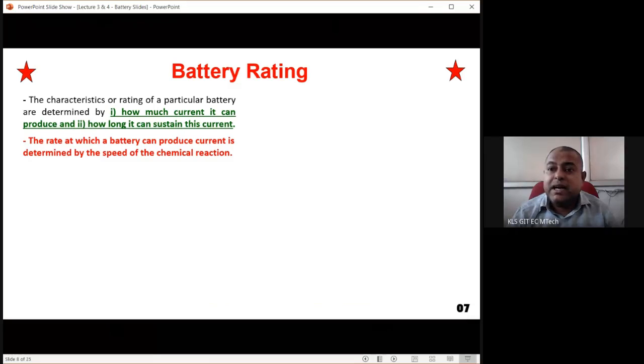So two things are mainly there for battery rating: how much current it can produce, that is the first thing, and how long it can sustain producing the same amount of current without any kind of drop. So these two are the things which are deciding the battery rating. The rate at which the battery can produce current is determined by the speed of chemical reaction.